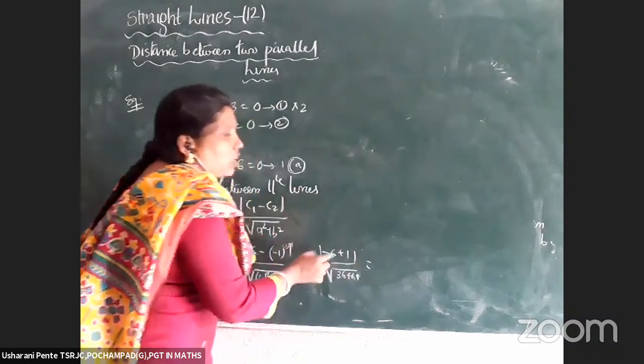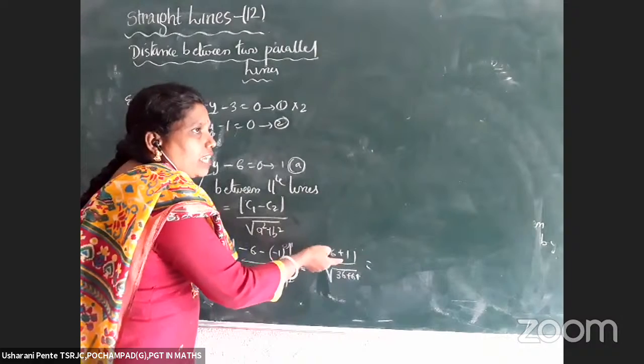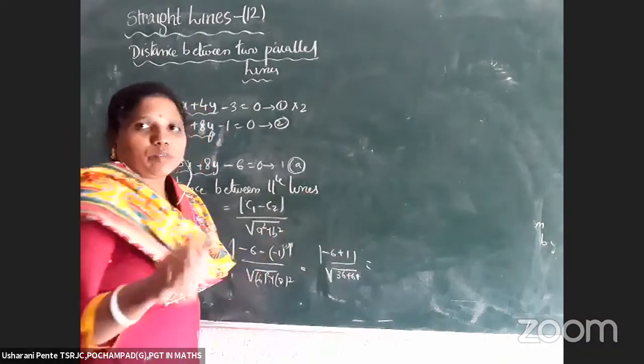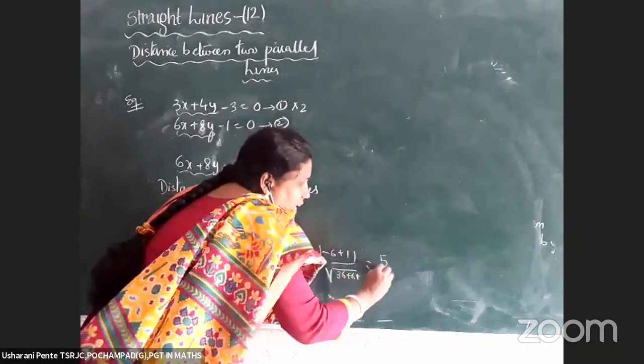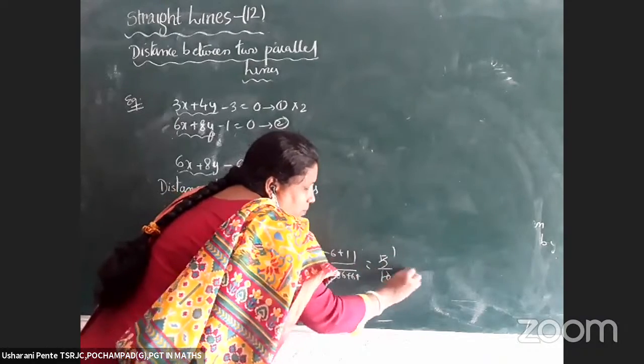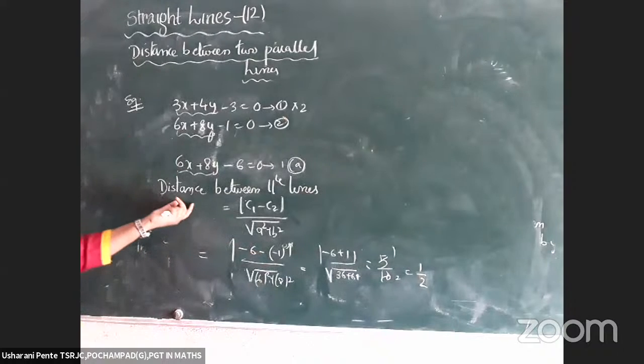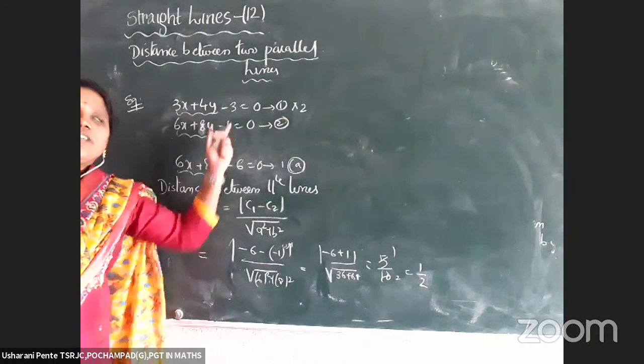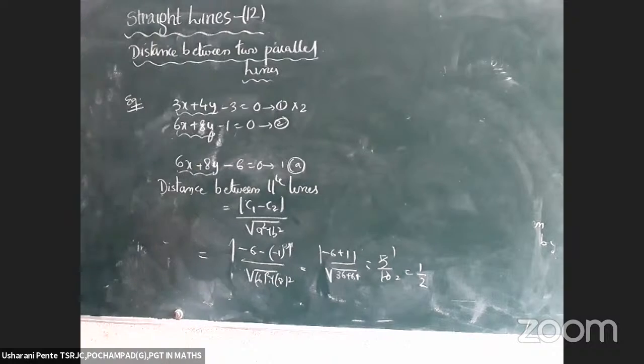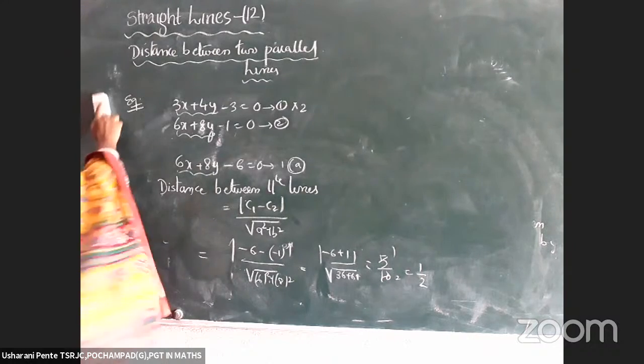So we'll get mod of minus 5. Mod of minus 5 will be plus 5. So 5 by 10. Hence, we can write 1 by 2. So this is the distance between the two given parallel lines.